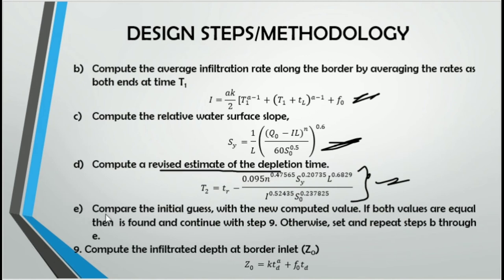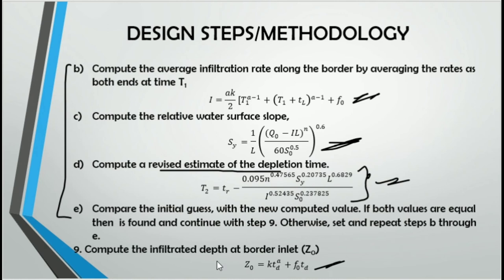And then lastly, for step number 8, compare the initial guess with the newly computed value. If both values, your T2 and your first value, your T1, are equal, then TD is found, and continue with step 9. Otherwise, set and repeat steps B through E. So when your T1 and your T2 are not equal, you have to repeat steps B through E. When they are equal, you can proceed to step 9, which is to compute the infiltrated depth at the border inlet, your ZO, using this equation.